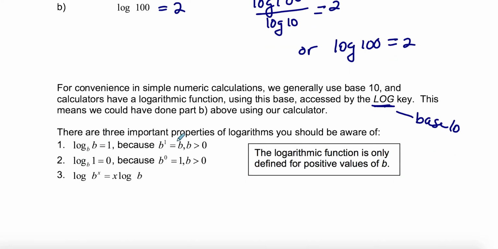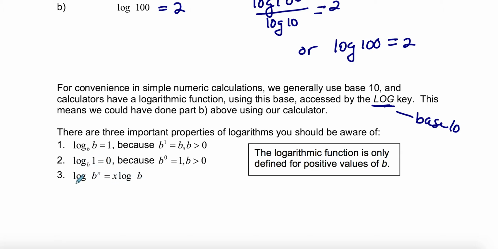There are 3 important properties of logarithms that you should be aware of. One is that the log of b with base b is 1. That's because b to the exponent 1 is equal to b. The log of 1 base b equals 0, because b as the base to the exponent 0 is 1. And also the log of b to the x equals x log b. So this might be a weird one.